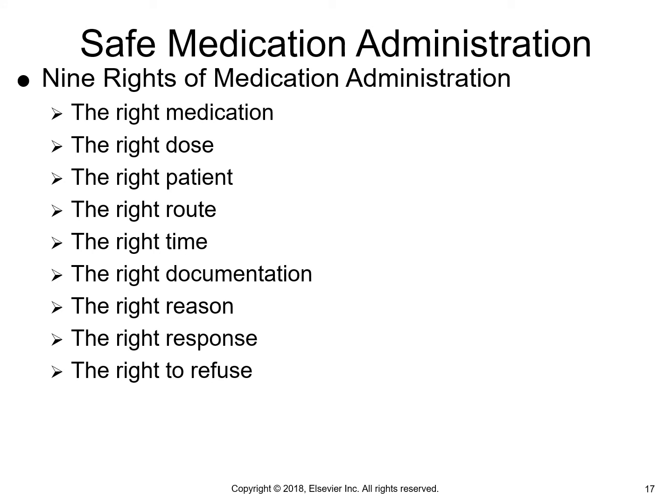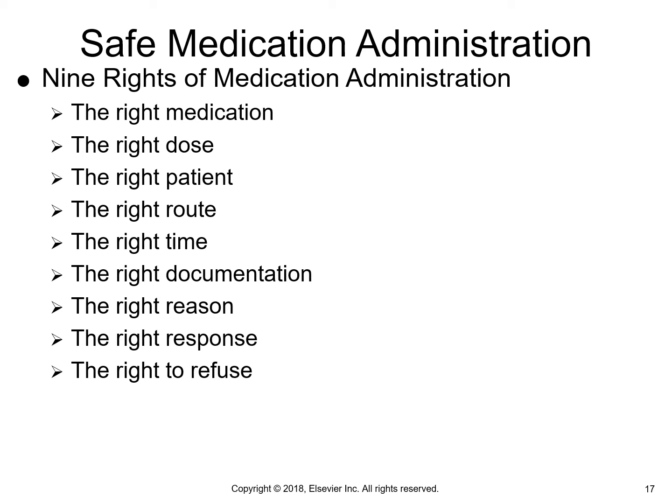These are the 9 rights of medication. You'll need to commit these to memory. We'll be asking you to use them as you administer medications in the lab and in clinicals. Every time you give a medication, you need to go through these 9 rights every time. You'll get very quick at it, but they begin with right medication, right dose, right patient, route, and time. Right documentation, reason, response, and right to refuse.